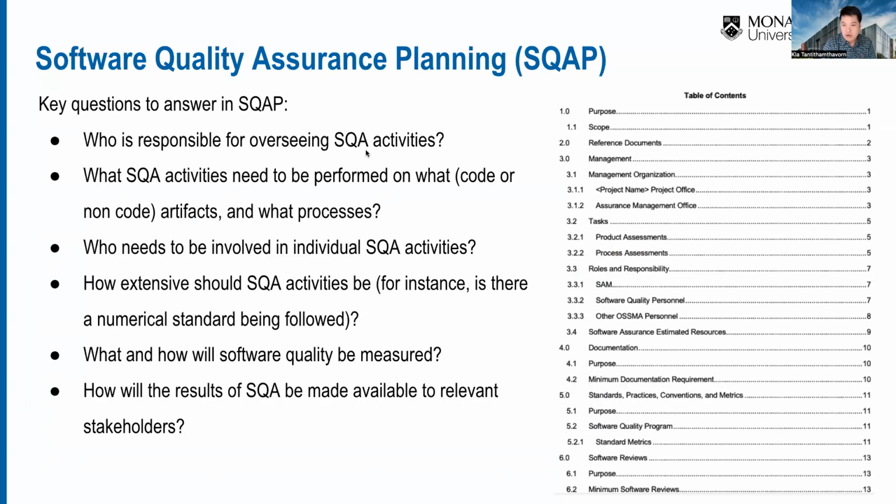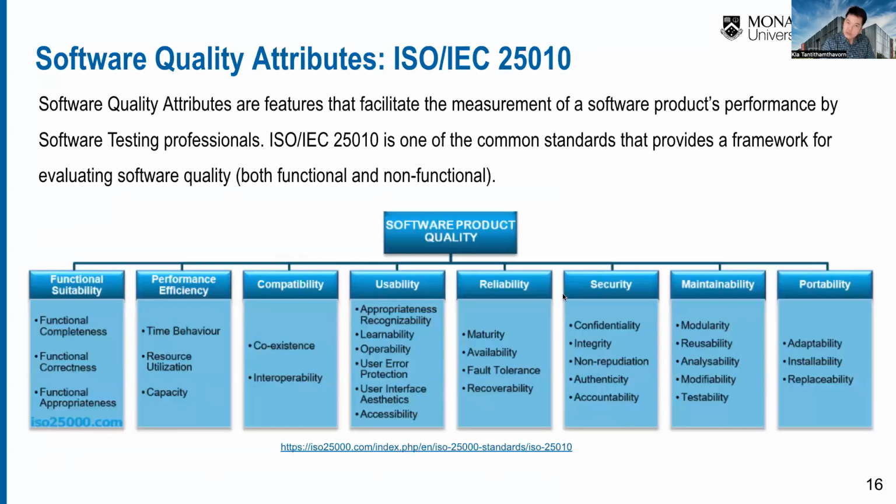So when we talk about quality planning, as I mentioned before, we need to look at the quality attributes. These are the general idea of the quality attributes that we can consider, based on the ISO standard 25010. In the past few slides, we talked about product quality, and we looked at the functional and the non-functional. When we look at functional quality, we look at these 3 aspects of the functional quality attributes: functional completeness, functional correctness, and functional appropriateness.